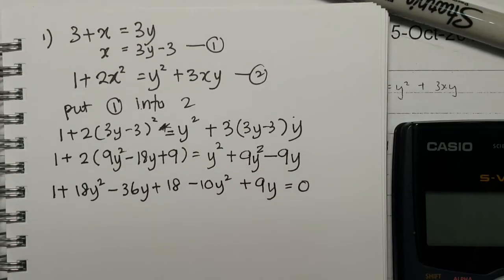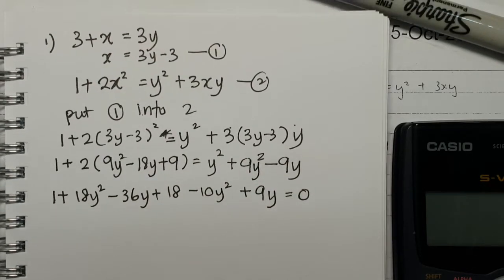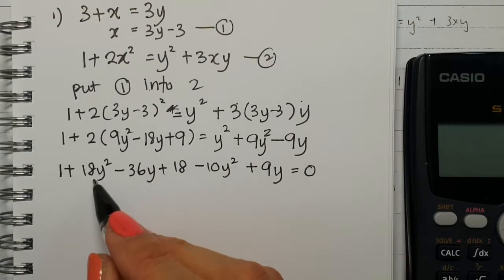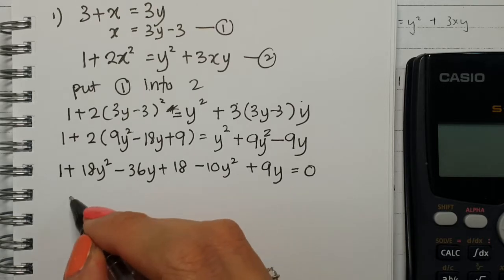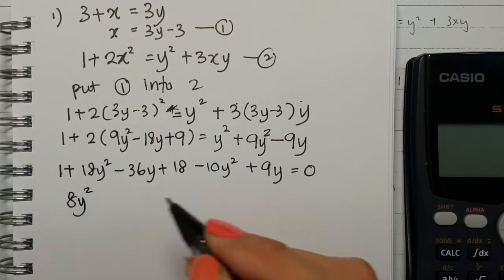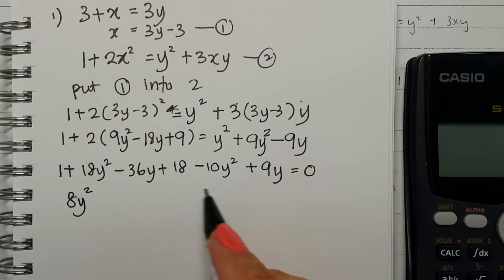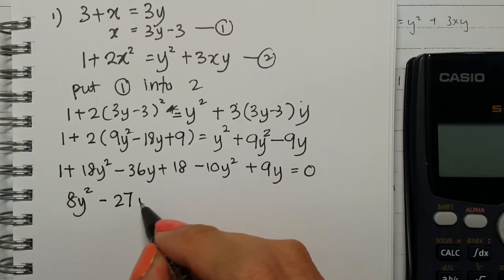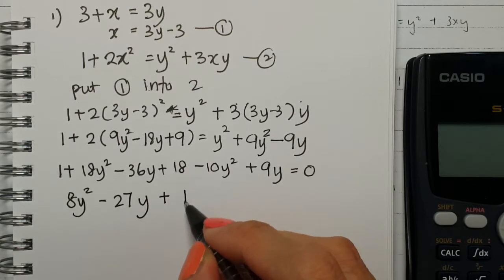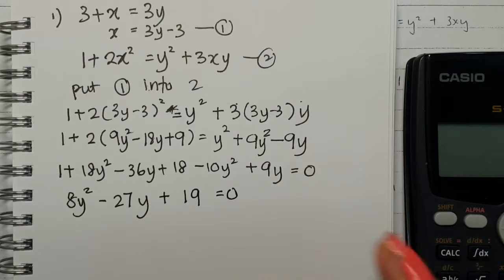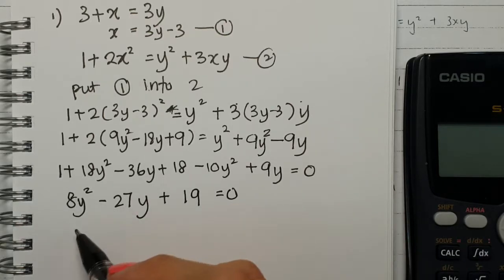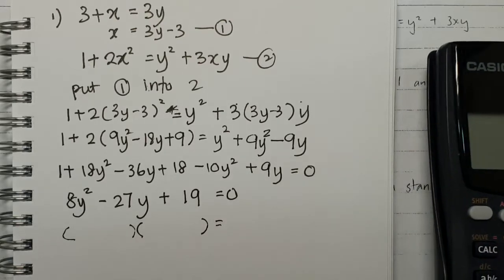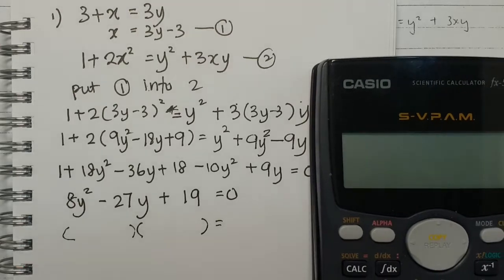Next, let's simplify that. Okay, so we will have 18y squared minus 10y squared. So we will have 8y squared, minus 36y plus 9y. So we will have minus 27y and then plus 19 equals to 0. Now over here we can straight away factorize. Or we can use the calculator function to help us to find the root.